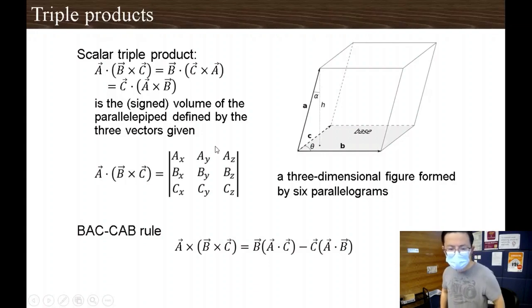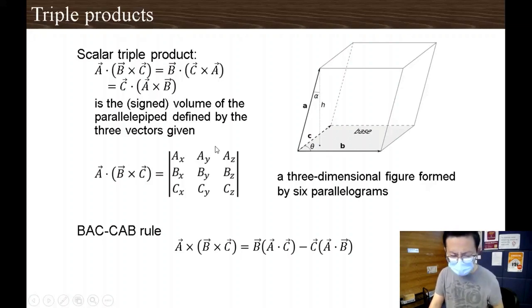Also, I think the most important thing from the triple product is the cross product form. This actually has a very well-known nickname for this rule. This is remembered as the BAC-CAB rule. So what it means is that A cross B cross C equals B vector multiplied by A dot C minus C vector multiplied by A dot B.